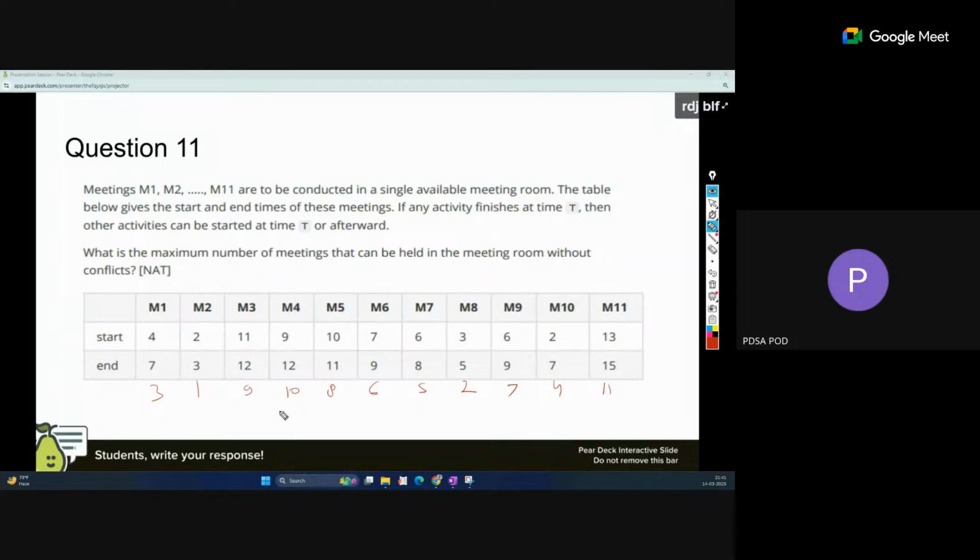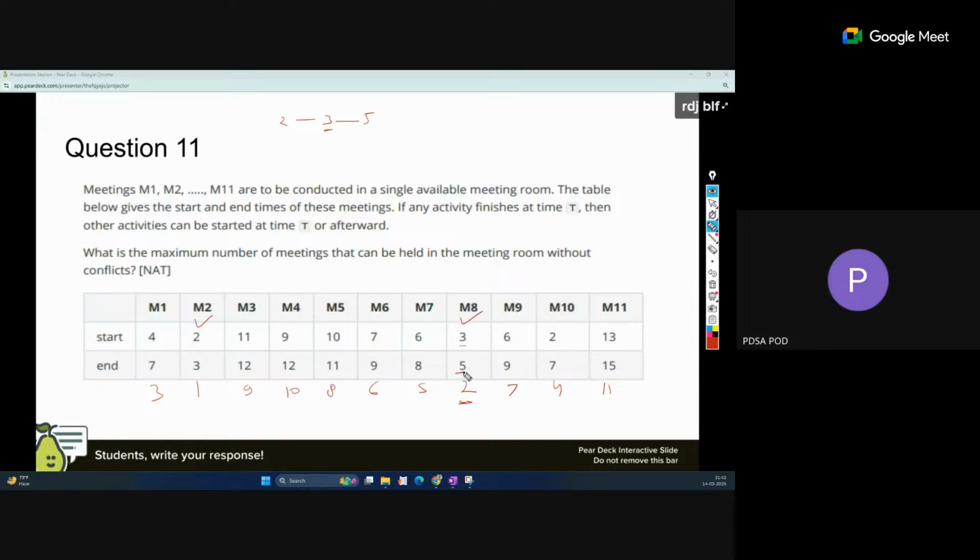After that, we can simply check. If we start with this activity, it starts from 2 and ends at 3. So 2 to 3, this is running. And the next activity we will pick is one coming at 3 or after this. The second activity starts at 3, so we can pick this also. That will run till 5, so this is also selected.